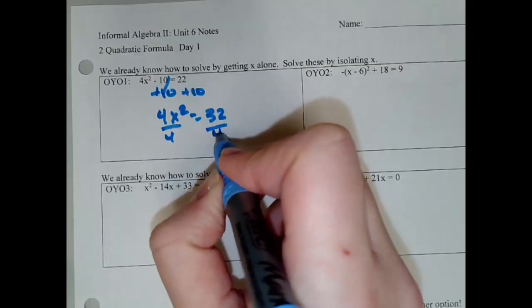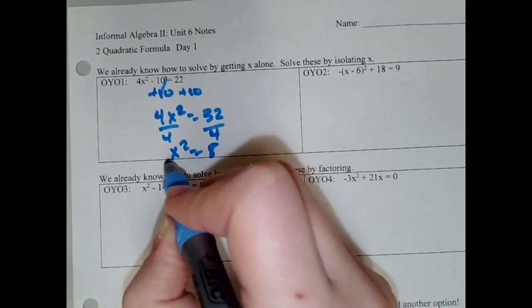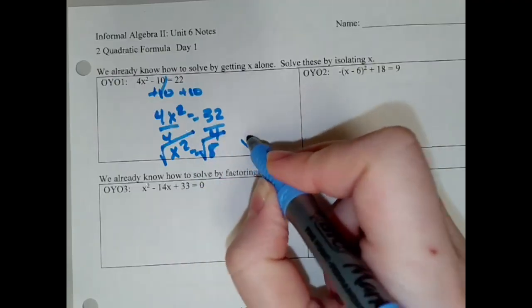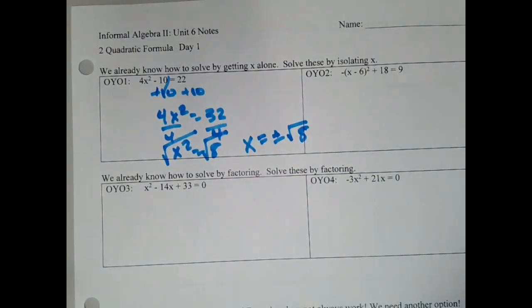Divide each side by 4. That gives me x squared equals 8. To get the x by itself, you undo the square, taking the square root. That gives me x equals plus or minus square root of 8. You are supposed to simplify your radicals.